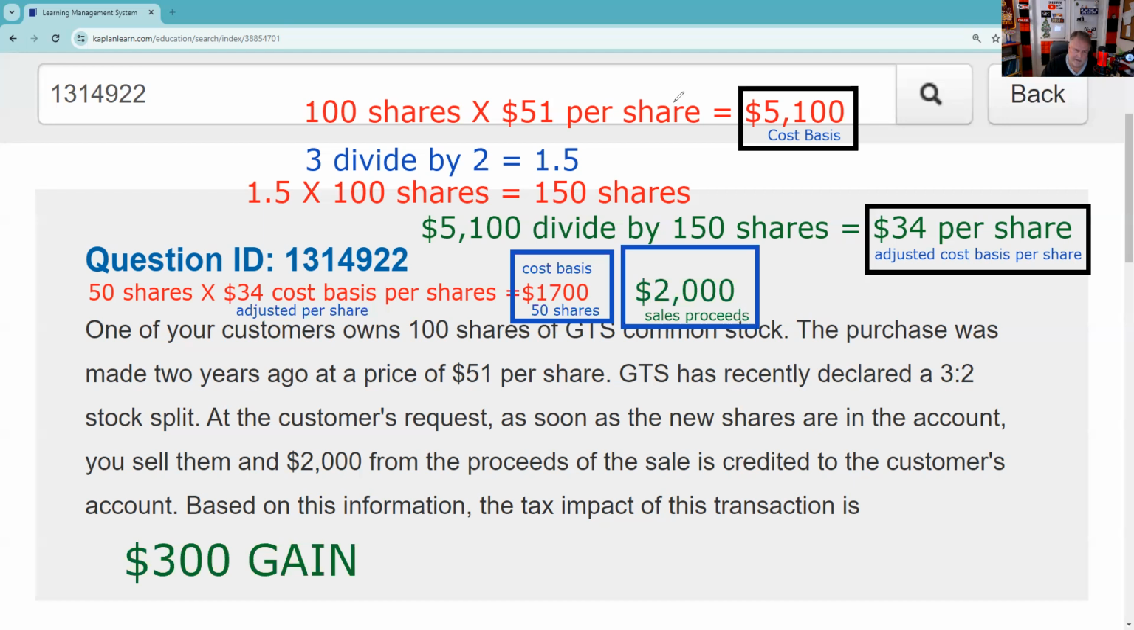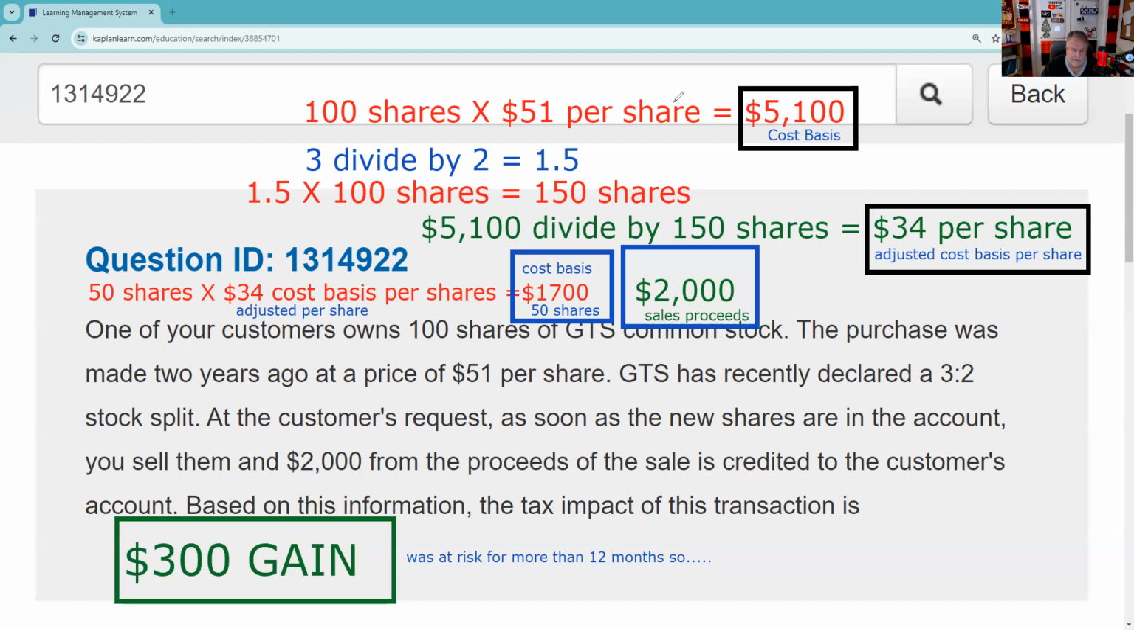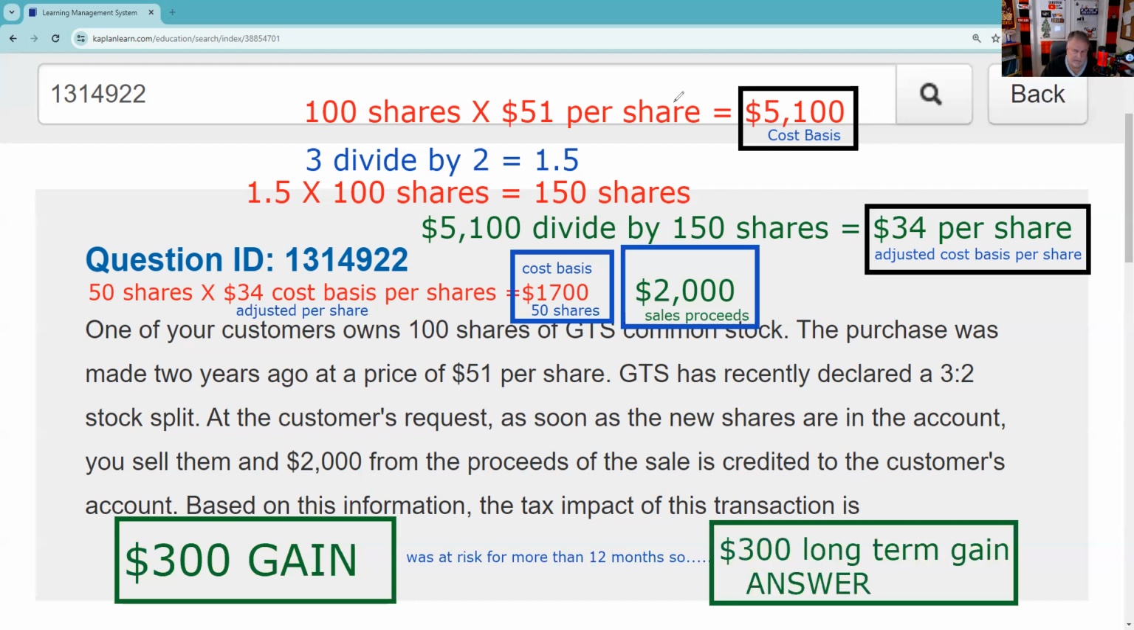Now I'm going to shop my answer set as a test taker, and I'm probably going to see 2 choices for $300. I'm going to see $300 long-term gain or $300 short-term gain. And I have a 50-50 based on that. And so now I say, okay, well, I owned it for more than 2 years. So I was at risk for more than 12 months, which is the definition to qualify for a long-term capital gain. And so now we know the answer to the question is a $300 long-term gain.